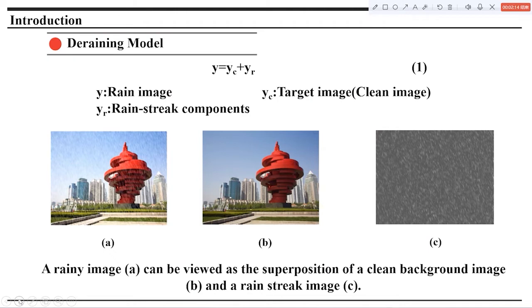In this paper, the deraining model I used is shown in the PowerPoint. Y, YC, YR. Y is the rain image. YC is the clean image, the uncontaminated image. YR is the rain streak image. A rain image can be viewed as the superposition of a clean background image and a rain streak image.